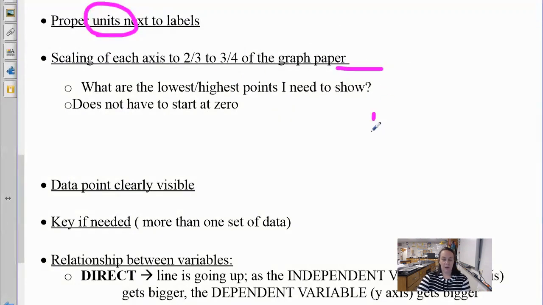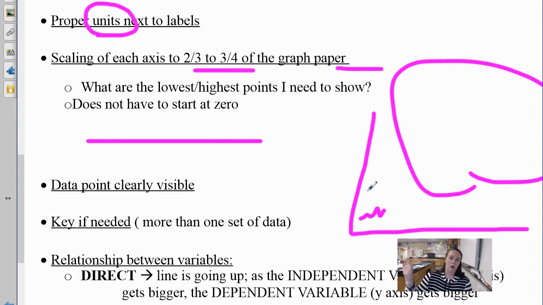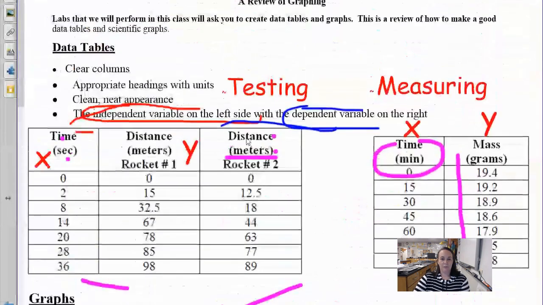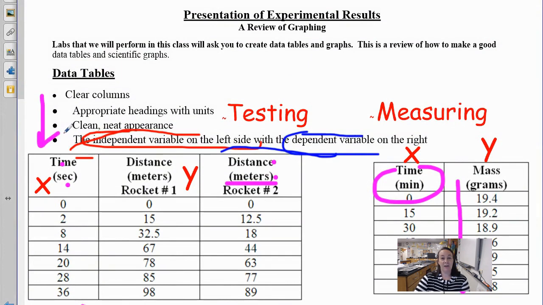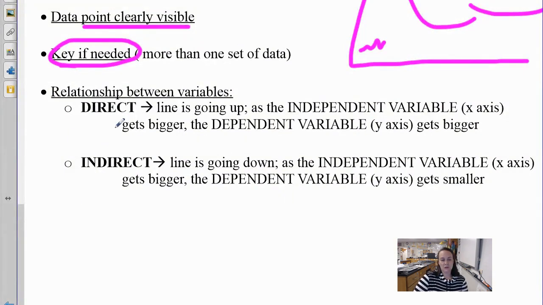As long as you have your data table correct, you want to make sure that it always fills up as much of the graphing paper as possible. Okay, you don't want your graph to be like, okay, there it is, and then have all this real estate over here. So making sure you scale it as much as you can. It doesn't always have to start at 0, as long as you keep the same consistent scale going across or up and down. Make data points clearly visible. Make sure you're drawing them nice and clear. And then if you have more than one set of data, for instance this first graph here, you're going to have a key. So you would have to have rocket number 1 and rocket number 2, because you're going to graph both of those.